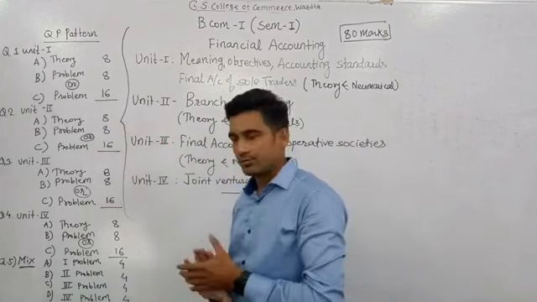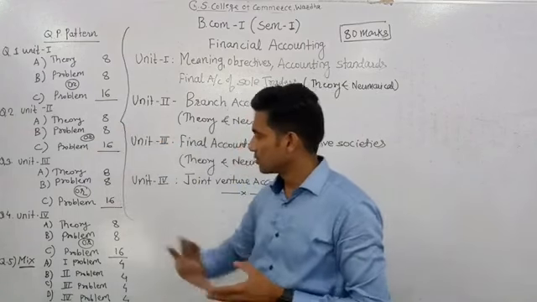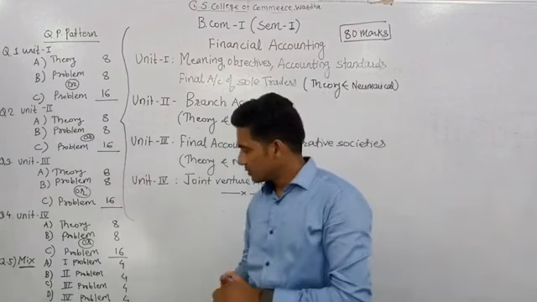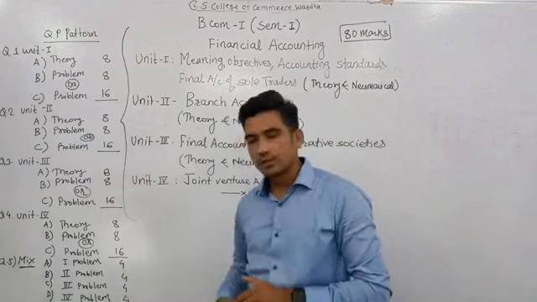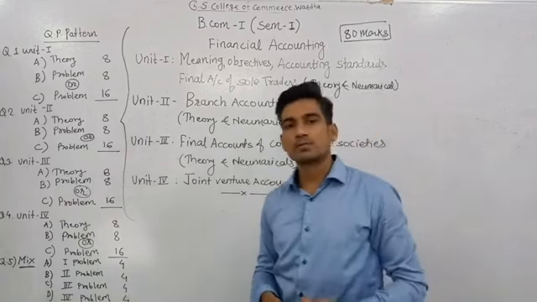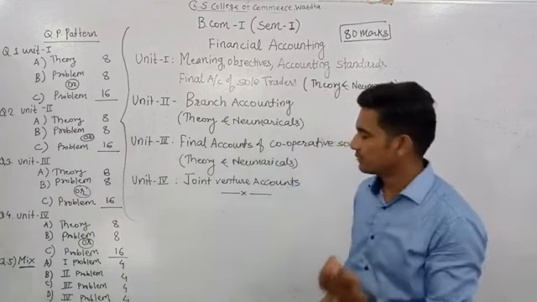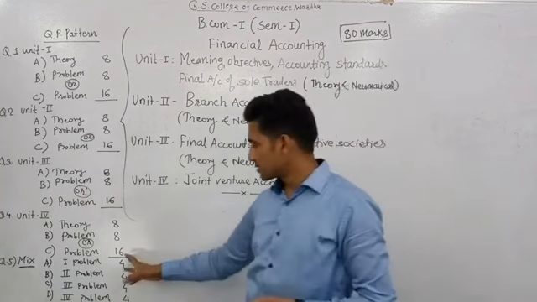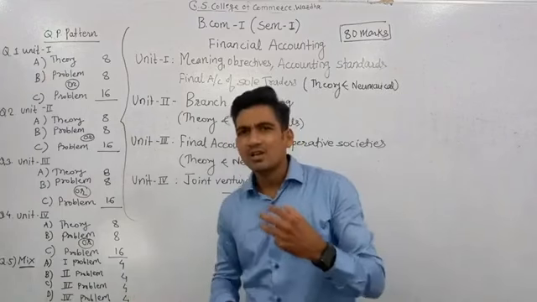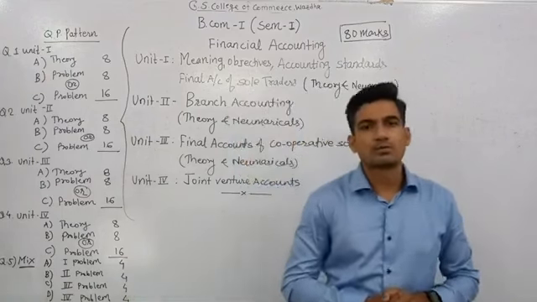Question number 3 is from unit 3, and question number 4 is from unit 4. And we will move to question number 5. This question number 5 is completely devoted to problems. Unit first, there is a problem. Unit second, there is a problem. Unit third, there is a problem, and unit number 4 also there is a problem. But the marks are slightly less here. It will be 4 marks each. So these questions will be short question-answer type questions.